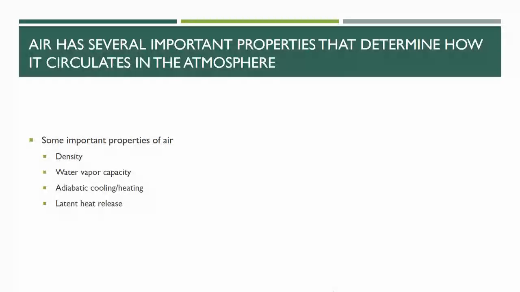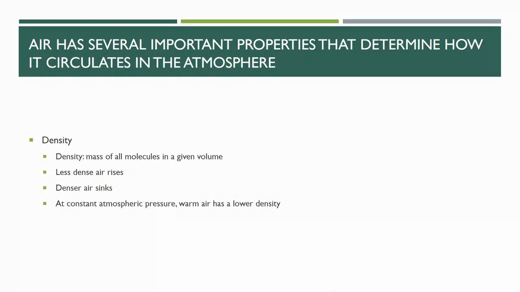Air has several important properties that determine how it circulates in the atmosphere. We will look at density, water vapor capacity, adiabatic cooling and heating, and latent heat release. Starting with density. Remember that density is the mass of all molecules in a given volume. Less dense air rises and denser air sinks. At constant atmospheric pressure, warmer air has a lower density.